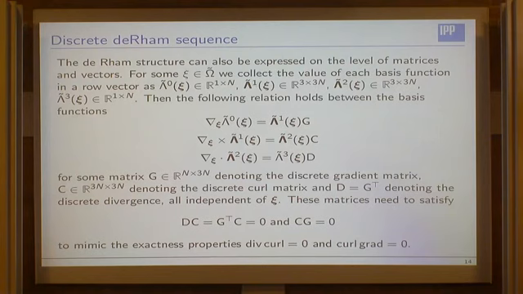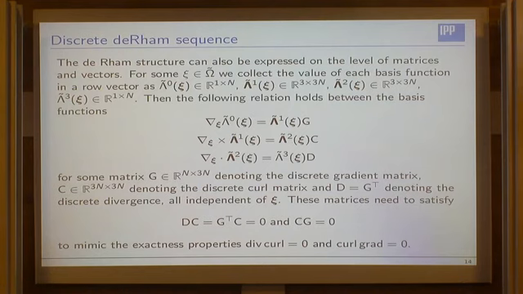If we have such basis functions that satisfy such an identity, where in addition D is the transpose of the G matrix, then D times C, and G transpose C, is 0, and C times G is 0. So this is the discrete version of the exactness property, div curl equals 0 and curl grad equals 0.